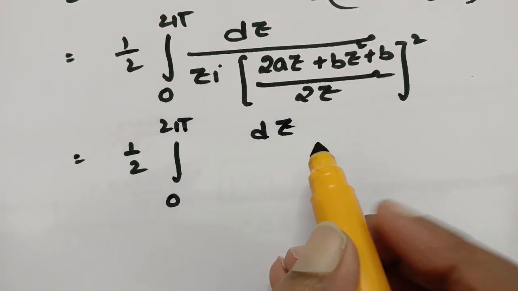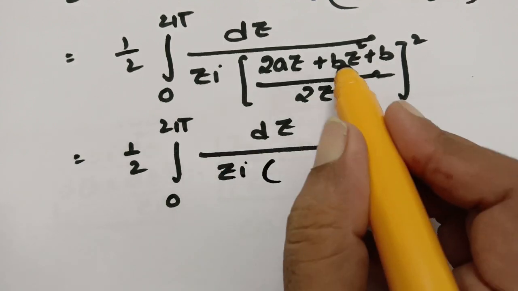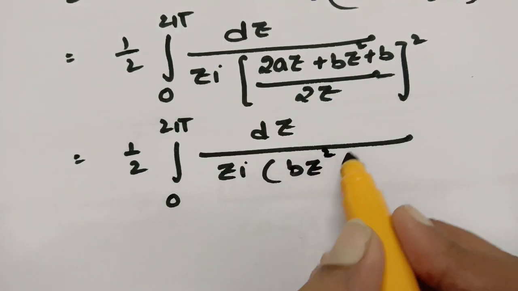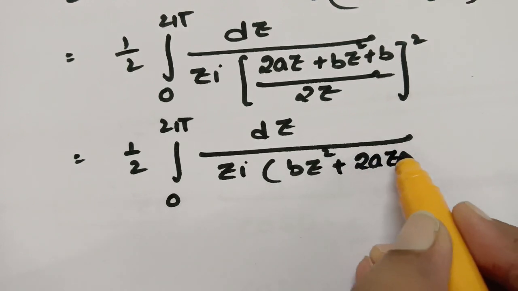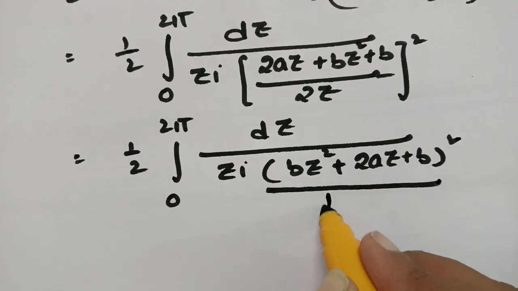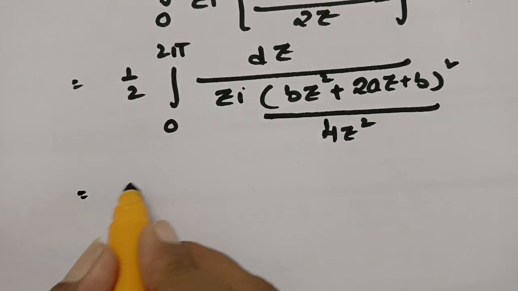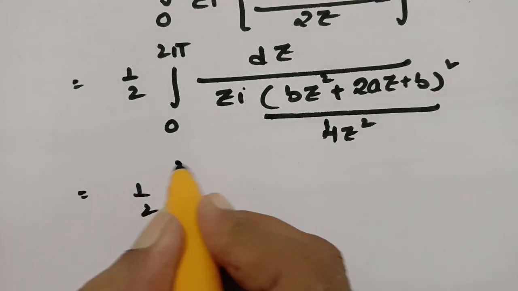This value is dz by, this is iz into, if I keep it in order, this will be (bz² + 2az + b)² by, so if I square, this will be 4z², 4z², and therefore my next step will be half times the integral from 0 to 2π.